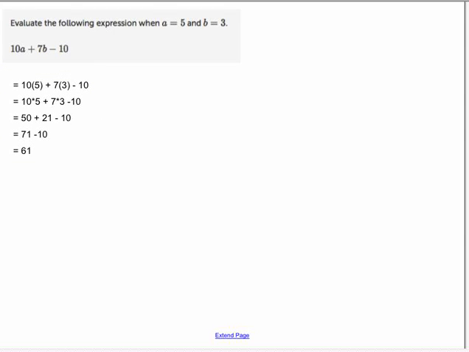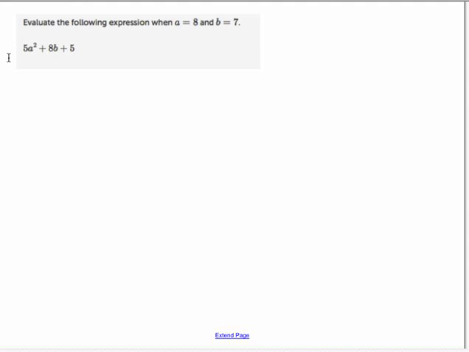Now the next type of question that you might have is using a number which has been squared. If you have a look, evaluate the following expression when A equals 8 and B equals 7. We're going to substitute within this expression the 8 in the A's place and the 7 within the B's place.